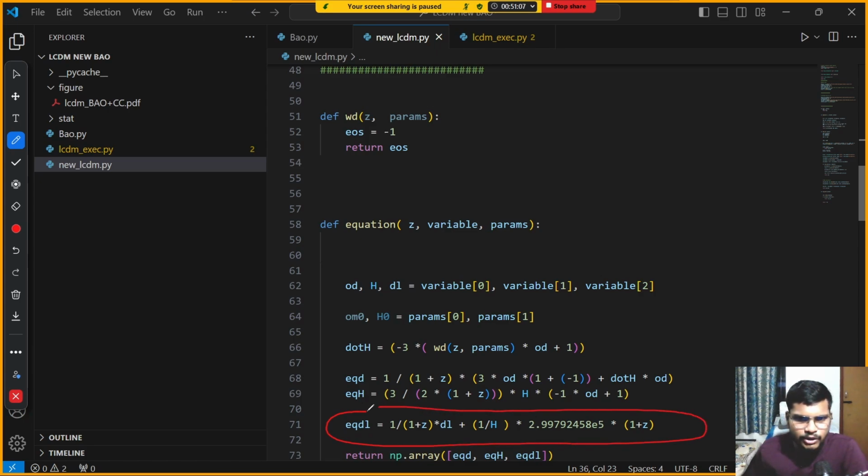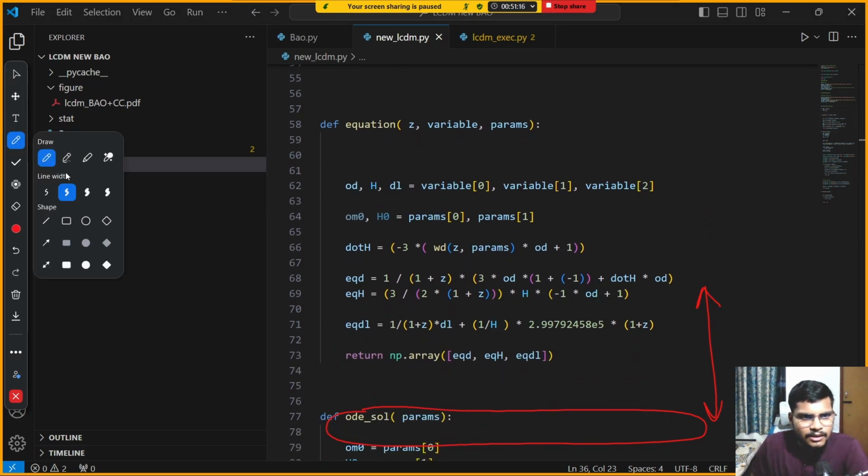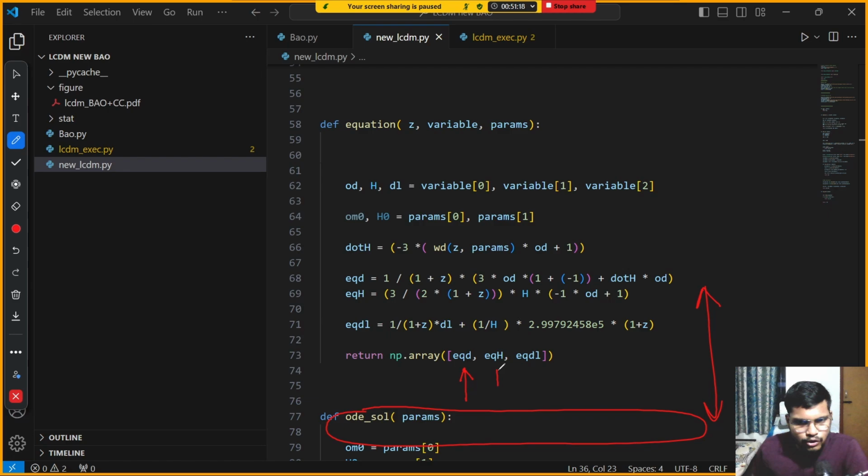Now over here you have the equations, I have everything, and now you have to understand that the order is important. So you can say that first I calculate EQD, EQH, and EQDL, right? EQD is for omega d, H, and this is for DL, right? Now this is important. Why? You have to focus on it.